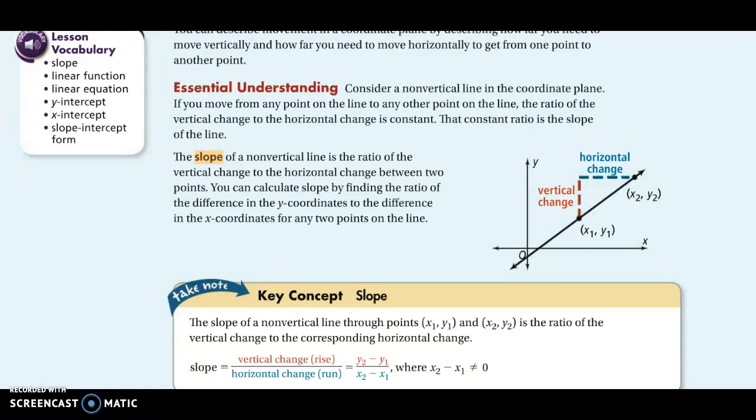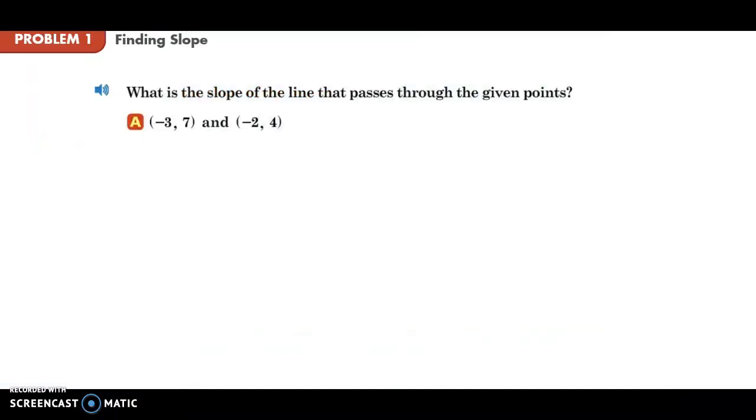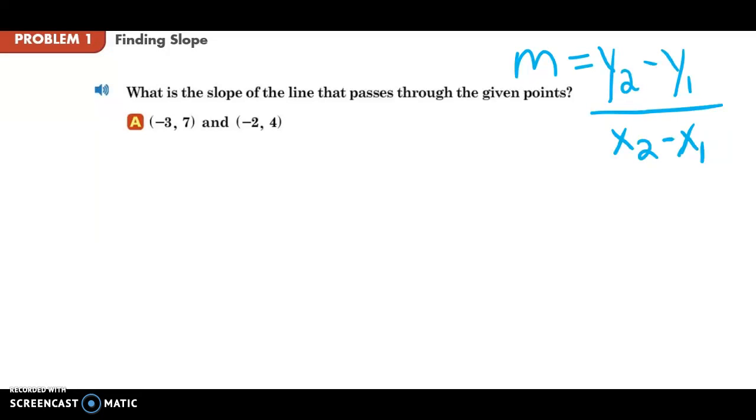You can figure out slope between 2 points by using the slope formula as listed at the bottom of the screen, y2 minus y1 over x2 minus x1. Let's begin practicing with problem 1, finding the slope. First, at the top of your notes packet, let's rewrite the slope formula. So you can see the formula here is y2 minus y1 over x2 minus x1.